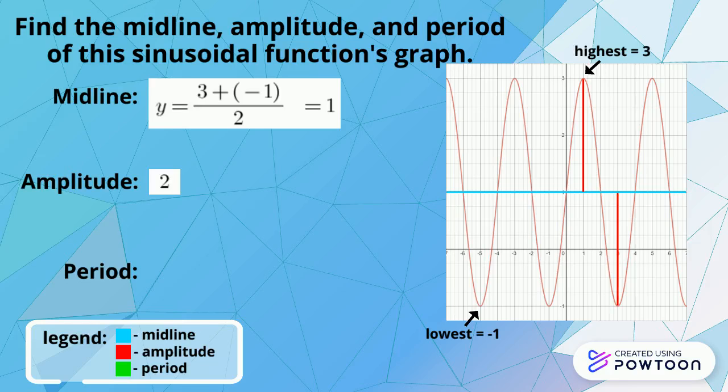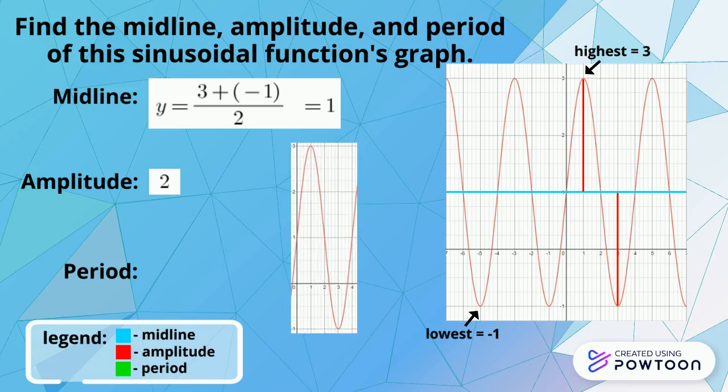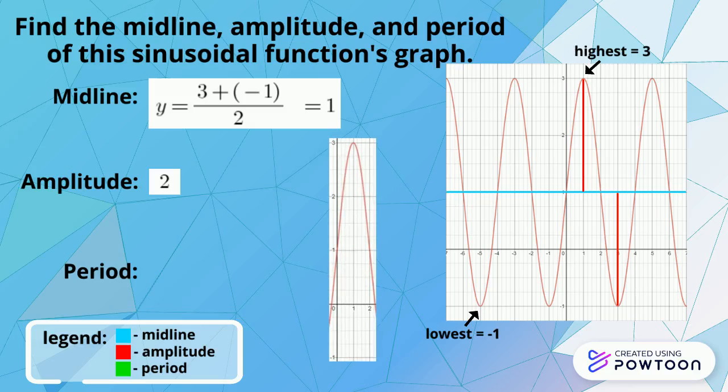Lastly, we must find the period, which is basically the length of one full cycle, like this. The reason why this is not considered a full cycle is because they are not the same point on the cycle. The slope increases, then decreases here, so the slope is positive, then negative.